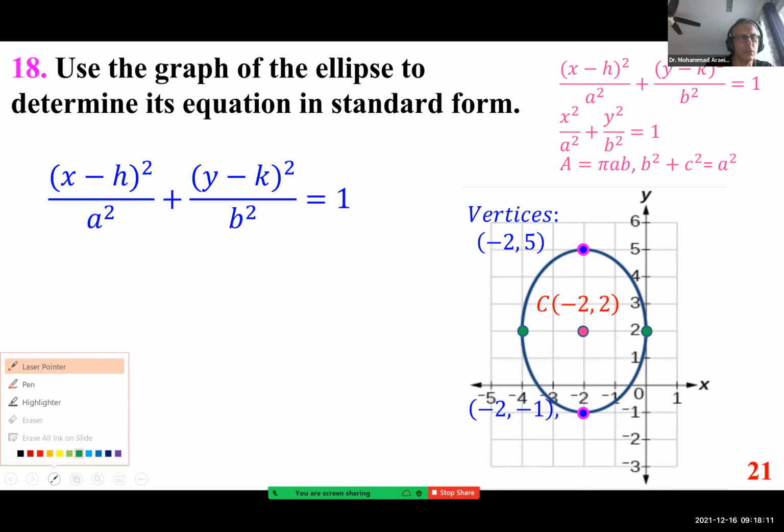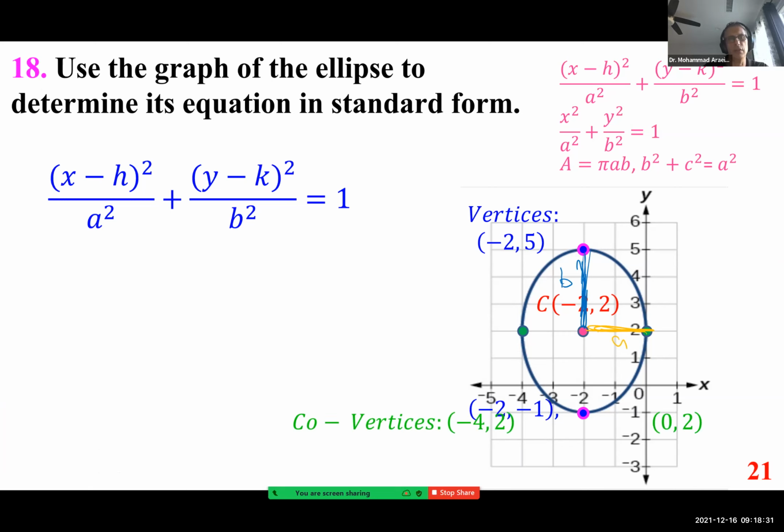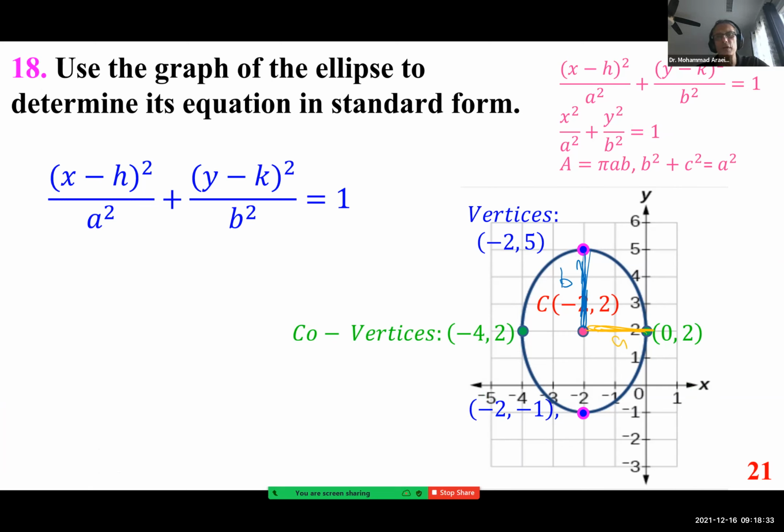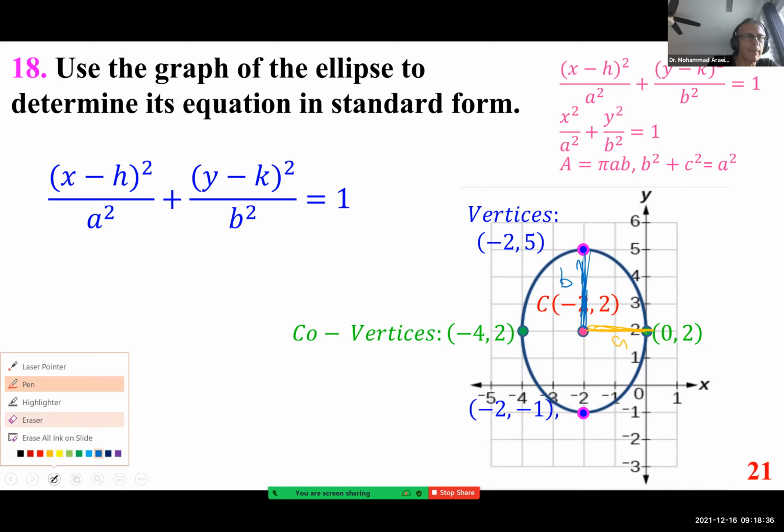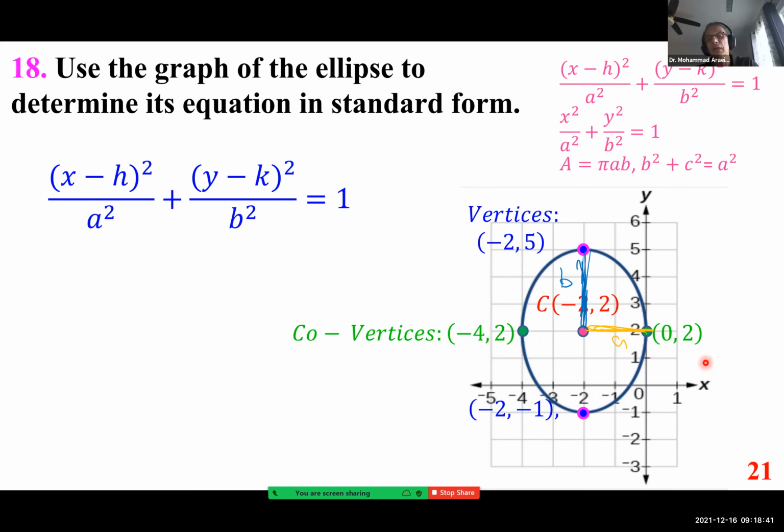Again, let's just actually do this. So this distance is A. Let's use a different color. This distance is B. Those are the co-vertices, by the way. We have the locations -4, 2 and 0, 2. We read it from the graph. So we have A, we have B, and we have the center.